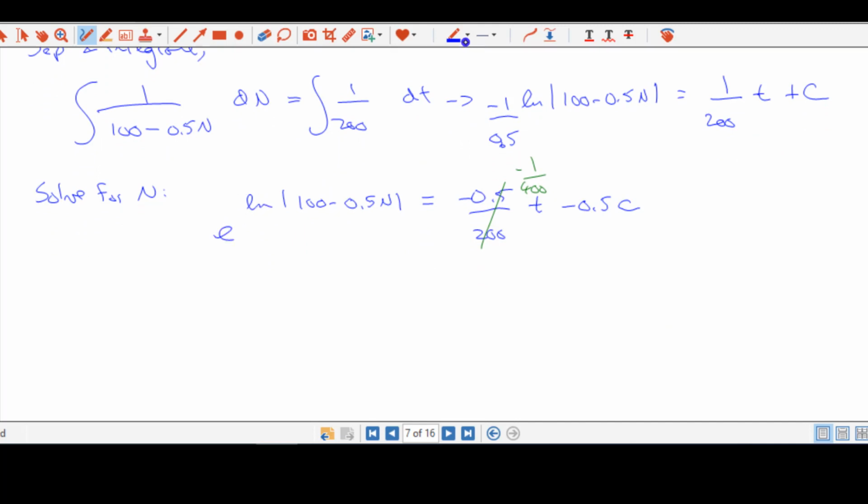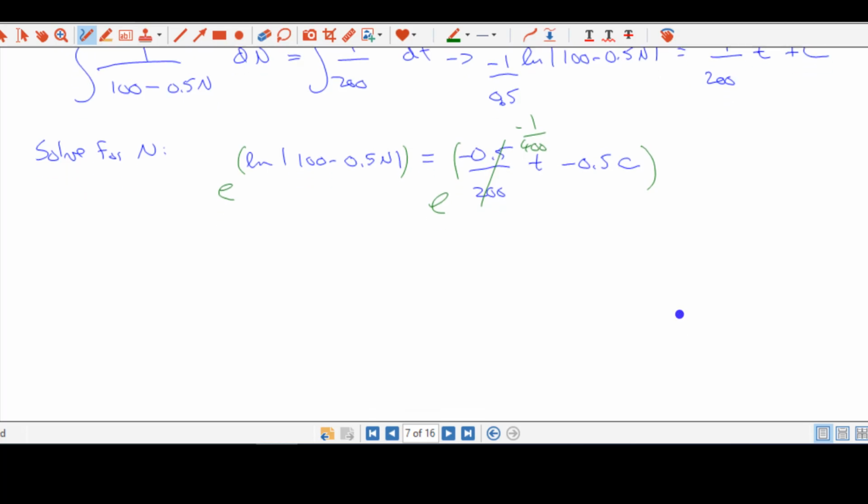We do that by taking an exponential of both sides. The entire left-hand side is going to be raised to e to that power. We'll do the same thing with the entire right-hand side. We just need to be careful with the power rules of that. The e and the logarithm cancel. And we get 100 minus 0.5 n's is equal to e to the negative 1 over 400 times t. You have to remember this is a coefficient, the t is just a multiplier, minus 0.5c.